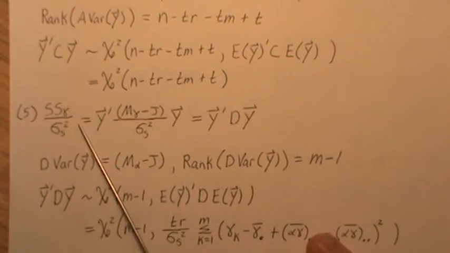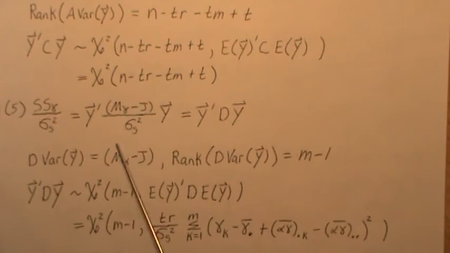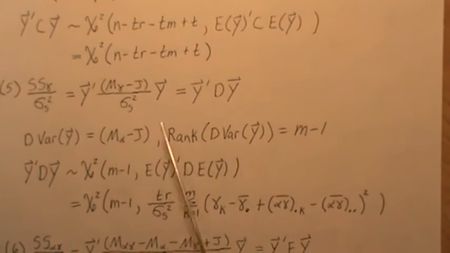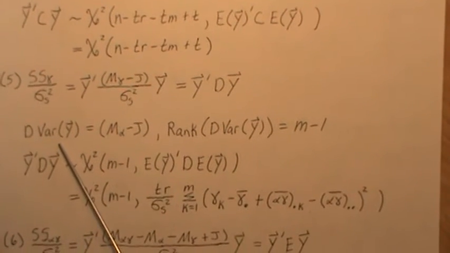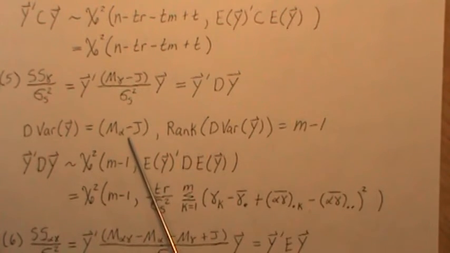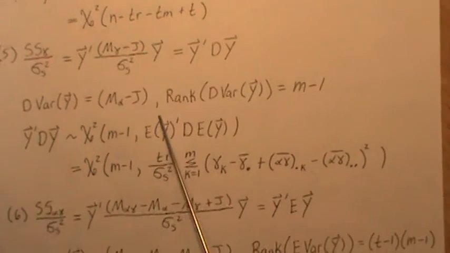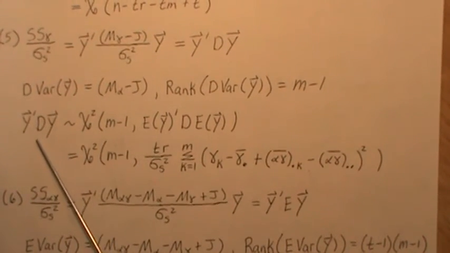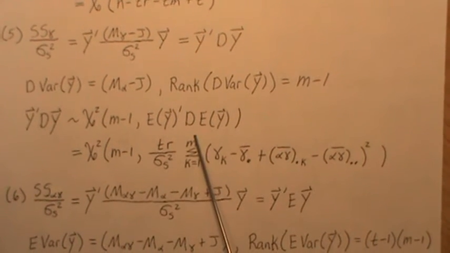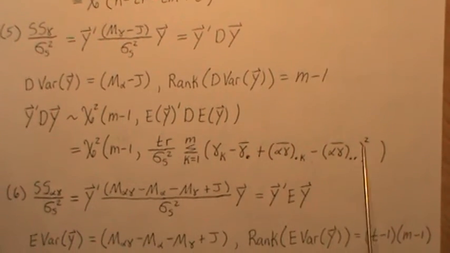The sums of squares for gamma divided by this constant is this in quadratic form. If we call this middle part D, then in part 7 we showed that D times the variance of y is just this matrix, which is a perpendicular projection matrix, so it's idempotent. The rank of it is m minus 1, so it's a non-central chi-square distribution with degrees of freedom m minus 1 and this non-centrality parameter. And in part 7 we showed that was this in scalar form.